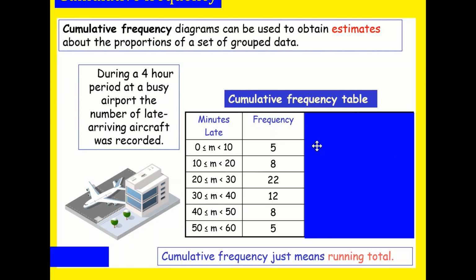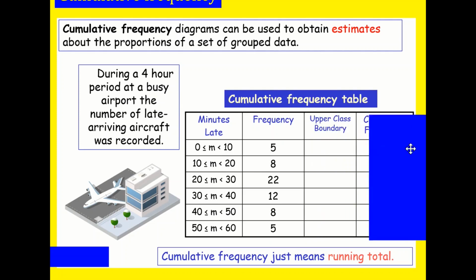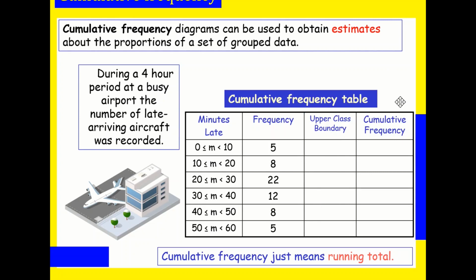What I could do is look at the upper class boundary for each one. In this case, it's going to be 10, because I'm looking at all the values that are less than 10. So even though the upper class boundary is technically 10, I'm interested in all the values that are less than 10. And I've still got 5 here. But for the next one, I'm interested in all the values that are less than 20. Now I've got the 8 values between 10 and 20, but I still have the 5 values. So I'm adding it together.